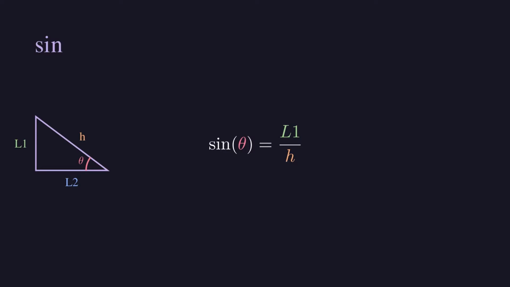I want you to notice something here, and understanding this will make the circle stuff way easier to understand. This is simply a fraction, and so that means you can do something like finding the length of L1 easily just by multiplying both sides by H.